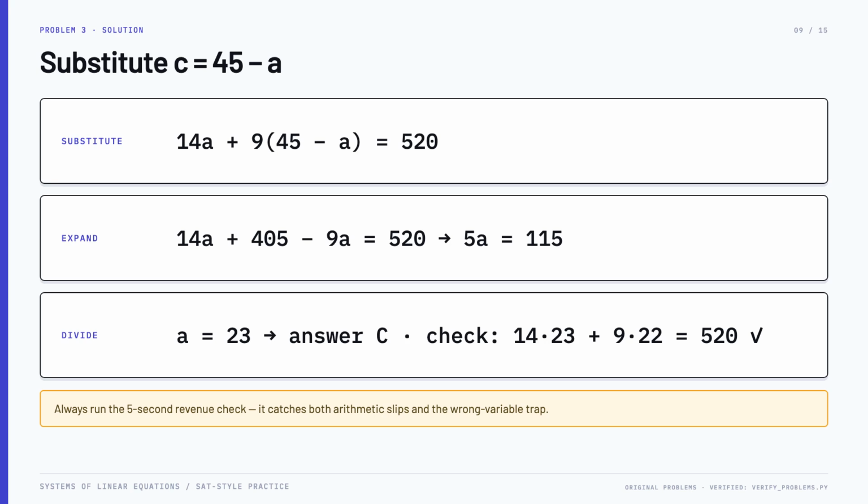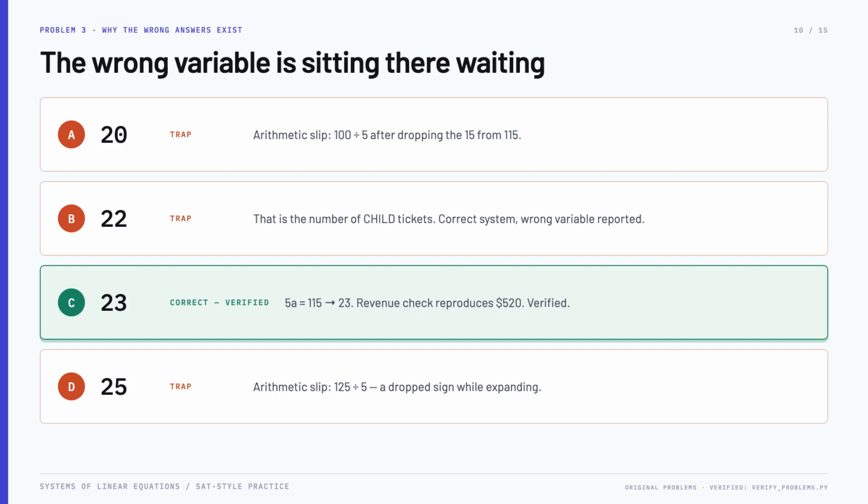And run the 5-second check. 14 times 23 plus 9 times 22 is exactly 520. Choice B, 22, is the killer. That is the number of child tickets. Perfect algebra, wrong variable reported. The other two are arithmetic slips. 20 comes from dropping the 1 in 115, 25 from a dropped sign while expanding. The plug-back check catches all three.